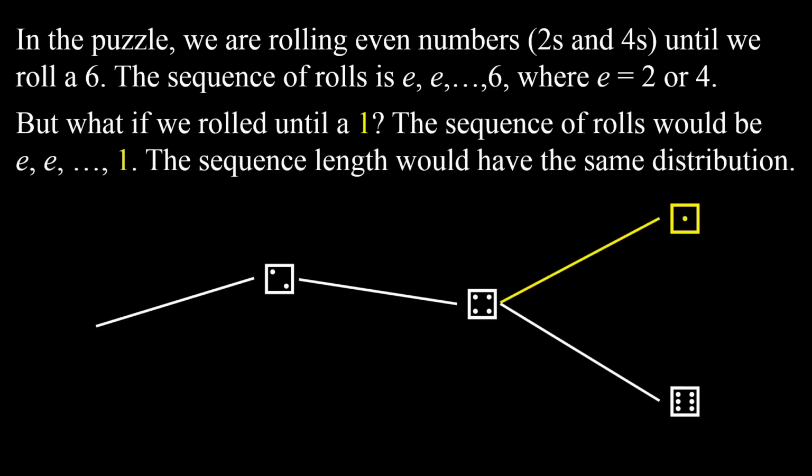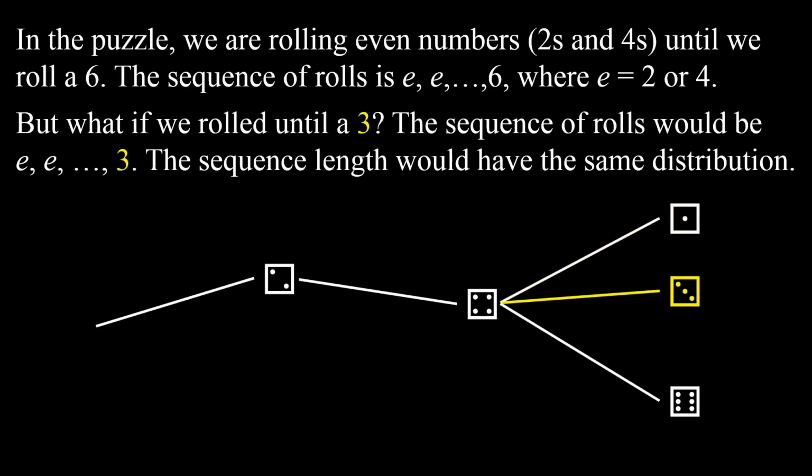But then there's nothing special to the roll of 1. We could also do the same thing if we roll until a 3. If we have only 2s or 4s until a sequence terminates in that 3, this would have exactly the same distribution as the other sequences of rolling to a 1 or rolling to 6, and the same thing for rolling until we have the 5. So what this means is that we're looking at sequences where we have 2s or 4s until we roll any other number, which could be 1, 3, 5 or 6.